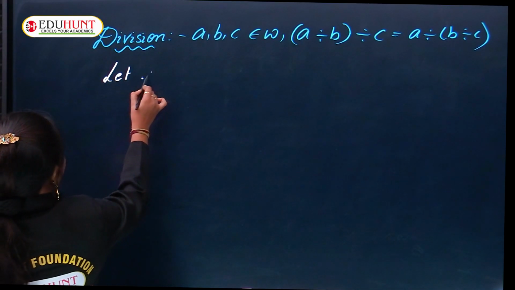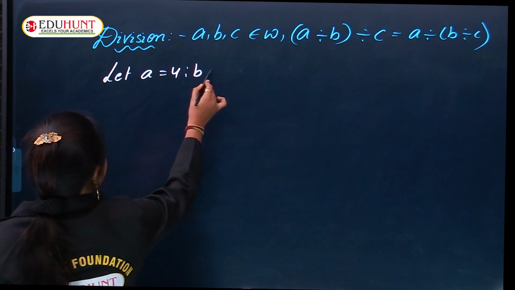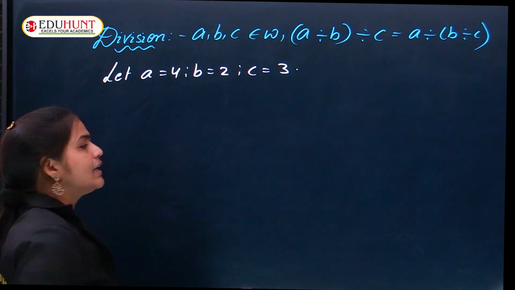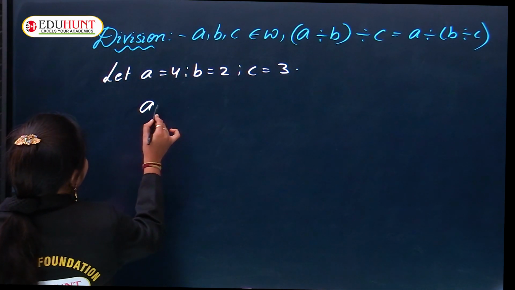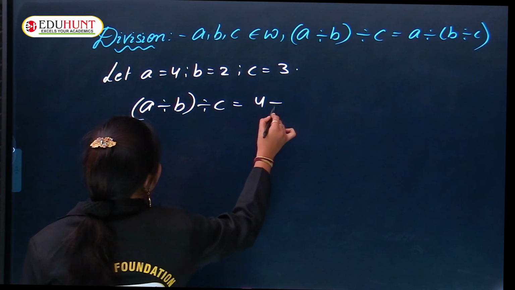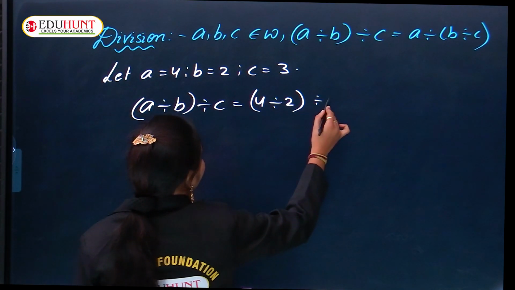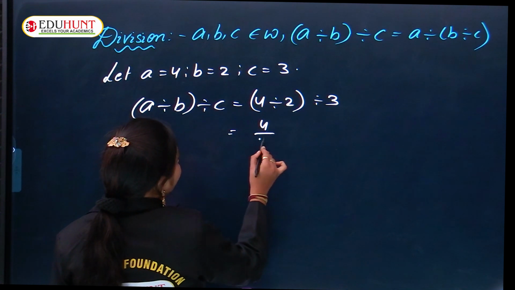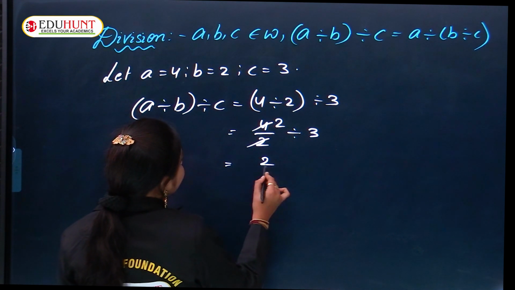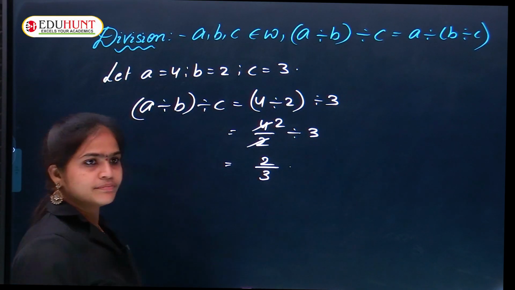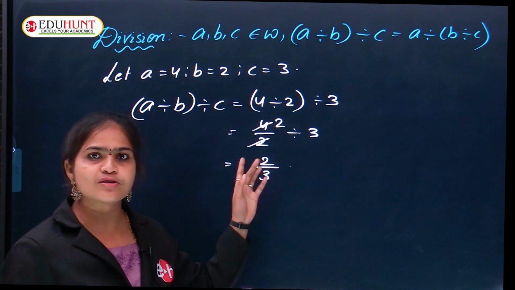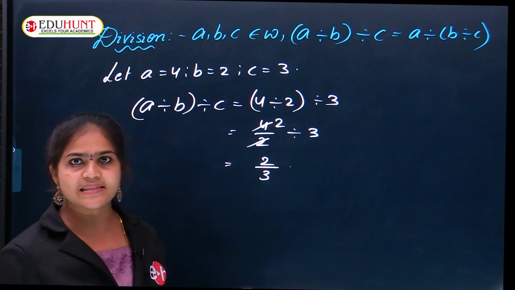Let A is equal to 4, B is equal to 2, C is equal to 3. Now here take that. A divided by B divided by C is equal to 4 divided by 2 divided by 3. Now here 4 by 2 is 2, since 2 2s are 4. Then here the answer is 2 by 3. Yes or no? 2 divided by 3. That is the answer. That is not a whole number, but we got 2 by 3 as the result.